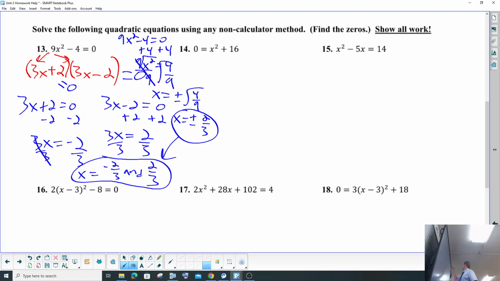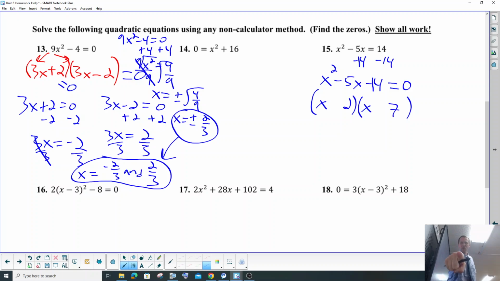15 looks like a factoring one. So we're going to get everything on the same side first. So we're going to minus 14 to the other side, minus 14. And then we're going to go into factor, see if it factors. If it doesn't factor, you have to do the quadratic probably, or complete the square. So x and x, factors of 14 are 2 and 7.